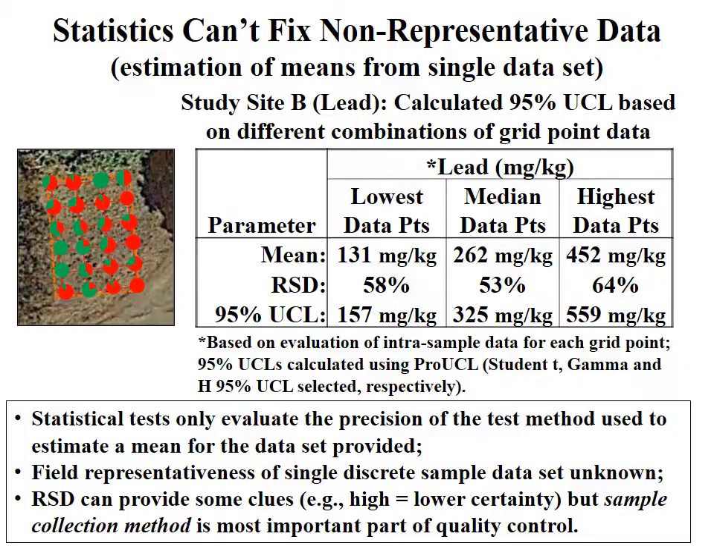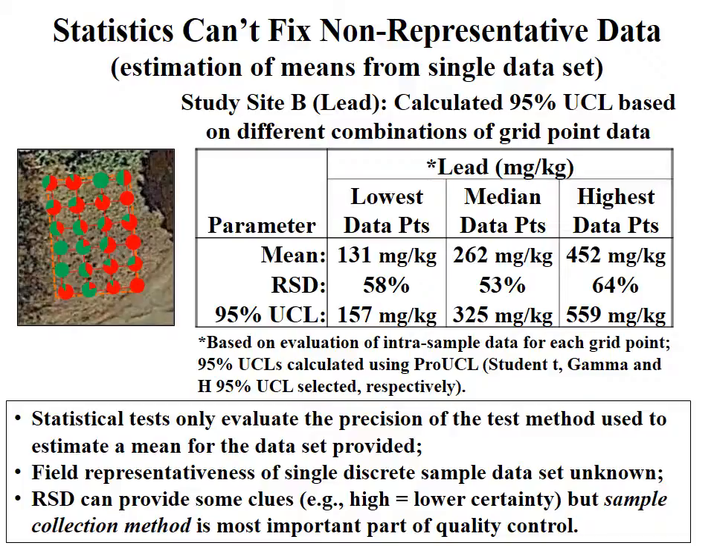Now, there's a myth that statistics can fix the problem with any set of discrete soil sample data. Let's look back at the lead-contaminated site and think about mean concentrations of lead in that area from a risk assessment side. So if we just took the lowest concentration of lead reported at each one of those 24 grid points, then the mean concentration comes out to 131 milligrams per kilogram. RSD is 58%. The 95th percent UCL is 151 milligrams per kilogram. So it's below our action level.